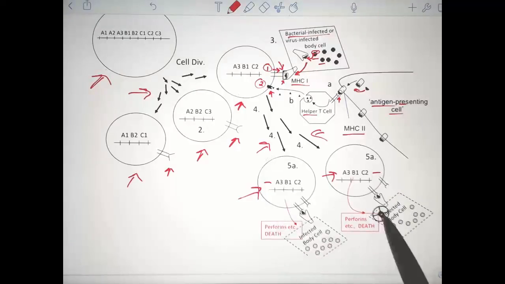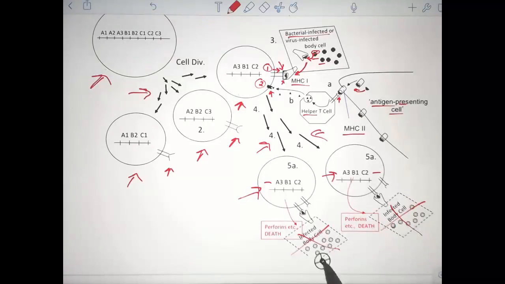Now these many different copies of this cell move through the body, and whenever they encounter an infected body cell, they release perforins, which put holes in a cell, and other molecules that kill infected body cells, preventing further development of the bacteria and viruses and exposing those bacteria and viruses for destruction.